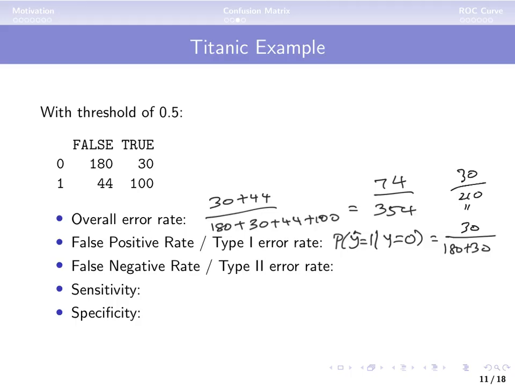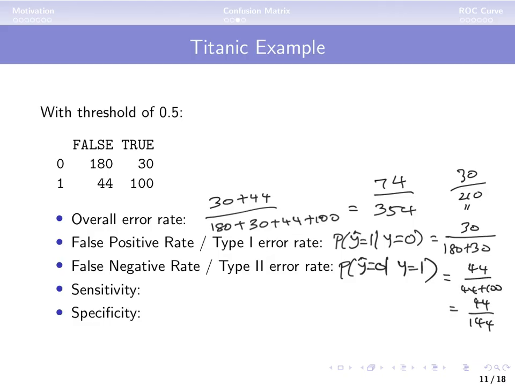False negative rate, the probability that the person was classified as 0, given that the person is truly a 1. So this means that out of all these people who are truly a 1, so out of the 44 plus 100, what proportion of them were classified as 0, which would be 44. So this value would be 44 over 44 plus 100. And if you work this out, this will be 44 over 144.